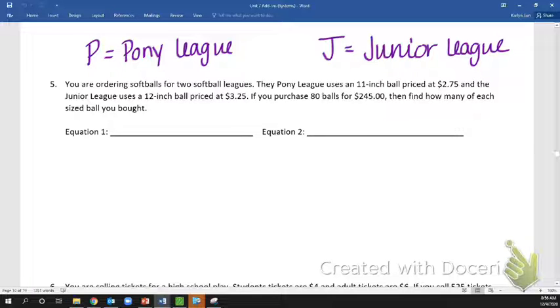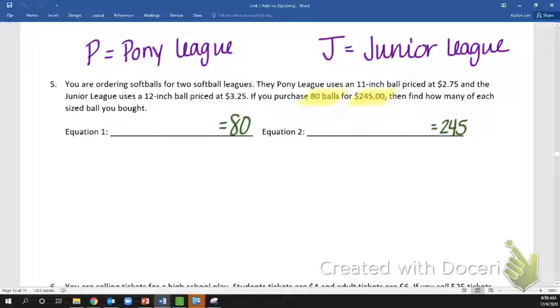So we again look for any totals they may have given us. So it said that we purchased a total of 80 softballs for a total of $245. Again, they didn't use the word totals. We had to figure out which of these values were our overall price and our overall amount that we ordered. So one of my equations is going to be equal to 80, while the other equation is going to be equal to 245.